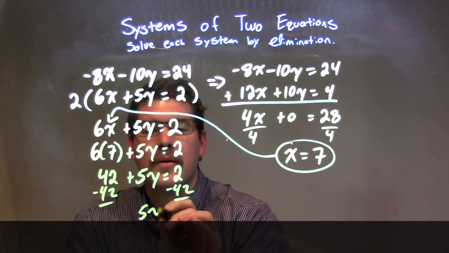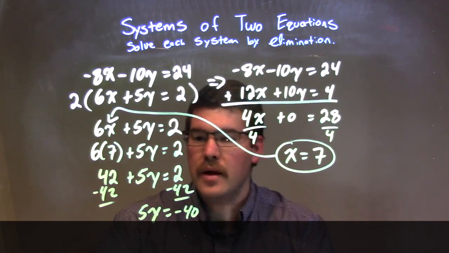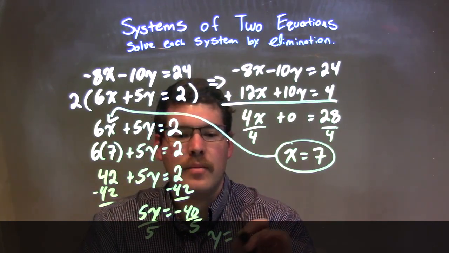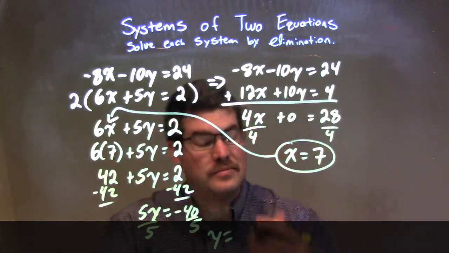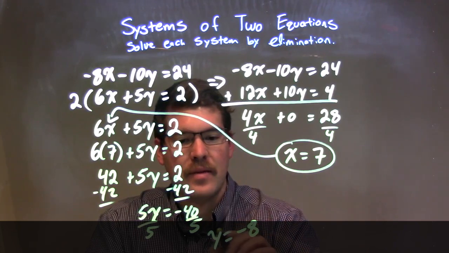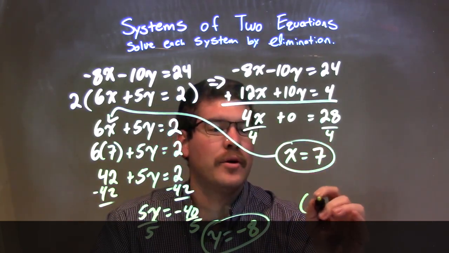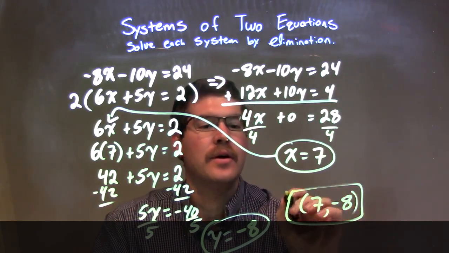Leaves me with 5y equals, well, that's a negative 42 minus 42, divided by 5. And I have y that's written here by itself. Negative 40 divided by 5 is a negative 8. And there we have it. We have our y value, we have our x value. Together they can make a coordinate point, which is 7, comma, negative 8. And there we go. Our final answer.